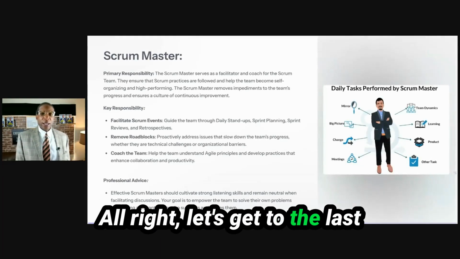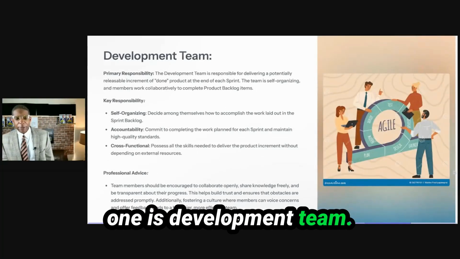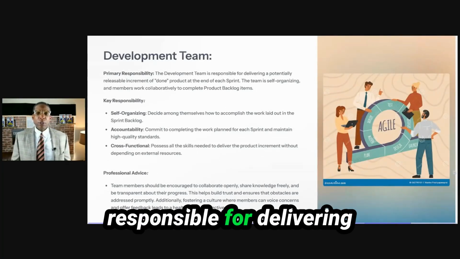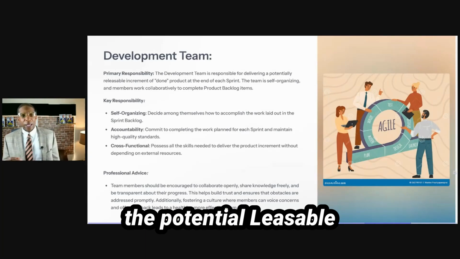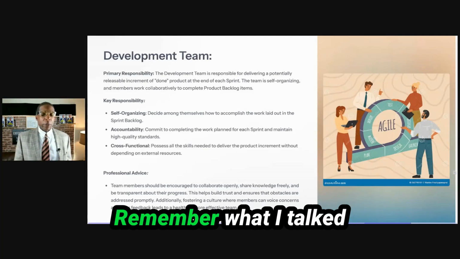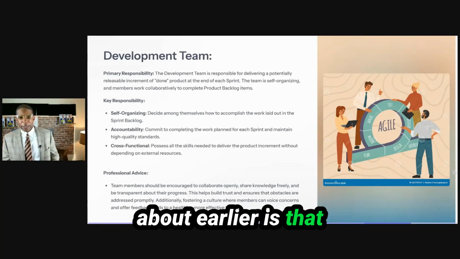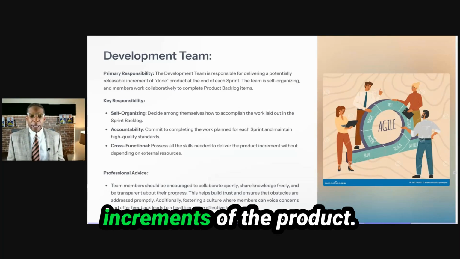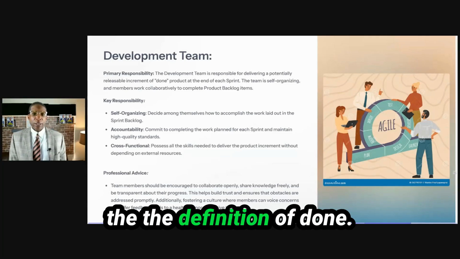All right, let's get to the last one, which is the development team. The development team is responsible for delivering the potentially releasable increment of done, meaning the product of each sprint. Remember what I talked about earlier, that the team is building increments of the product and we're trying to get to the definition of done.